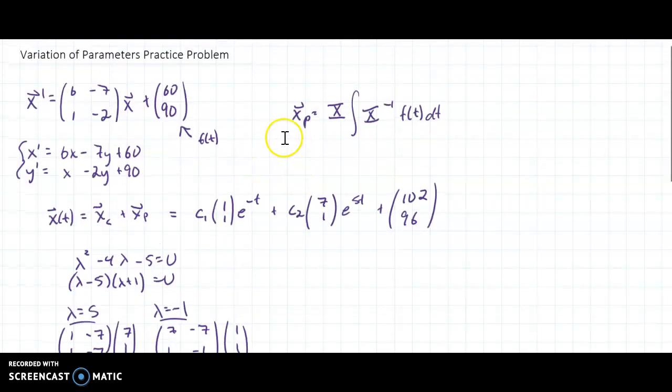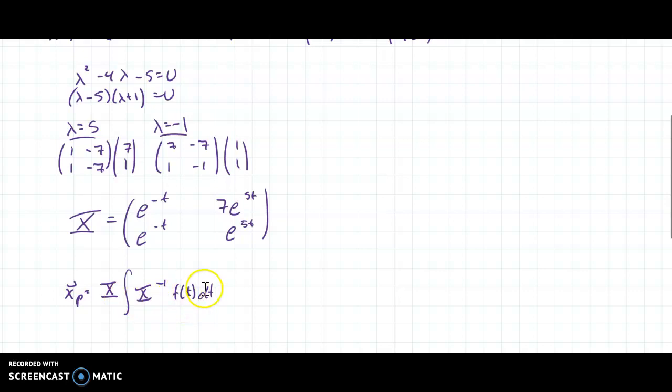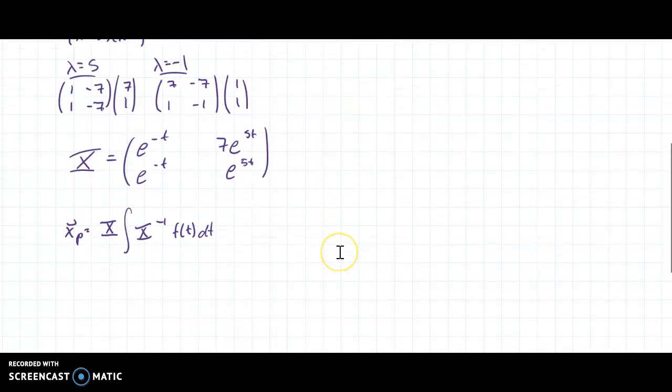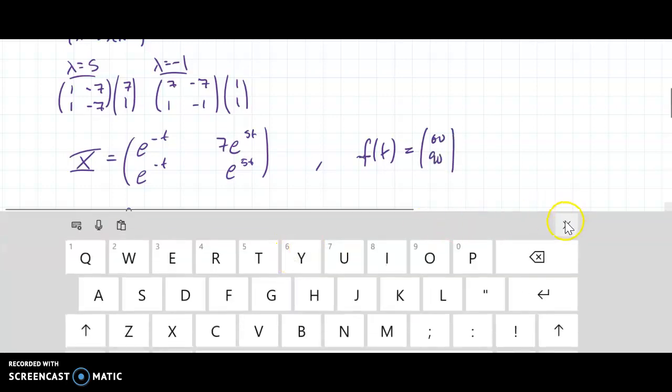Now what I'm doing is taking this formula right here. So remember that formula has this f of t in it. In this case, the f of t is the input for this equation right here, which is the 60, 90. So I'll write that down here, comma f of t equals 60, 90.